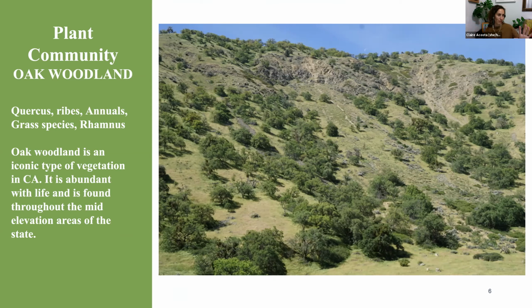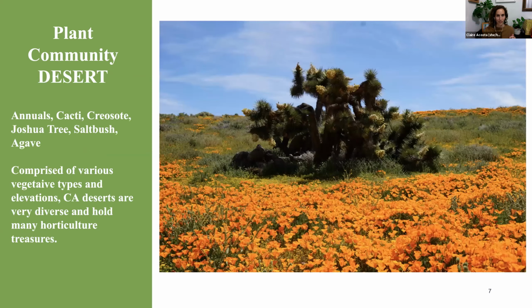But oaks in general are considered a keystone species because they support the ecosystem in so many ways, and they actually provide for so many other species. That's what a keystone species does. So oak woodland is just another plant community that we might find.